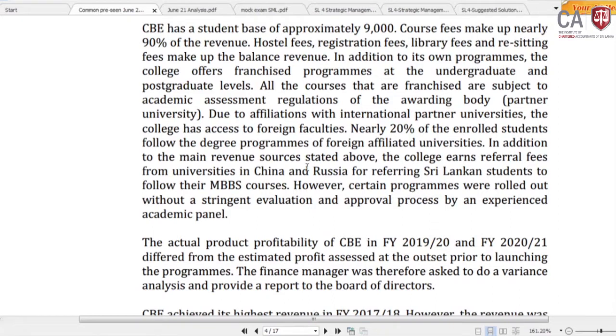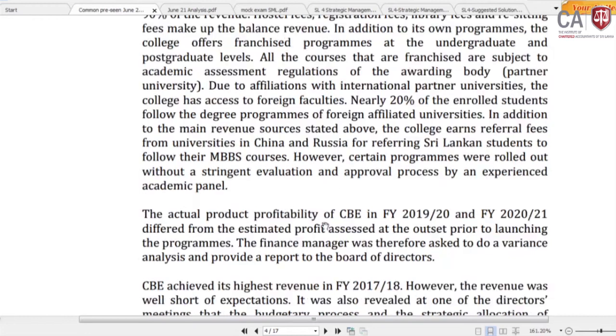They get a referral fee from the universities in China and Russia for referring Sri Lankan students to follow their MBBS course also. Some of the programs were rolled out without a screening, evaluation and approval process by an experienced academic panel. That should be a weakness, no?